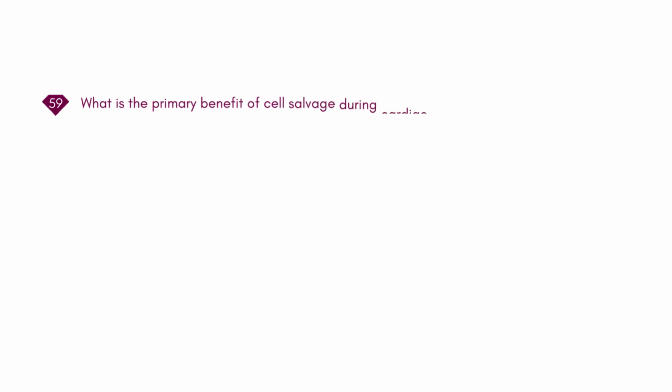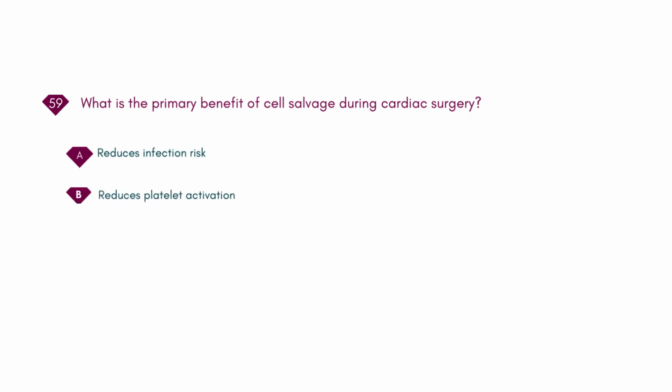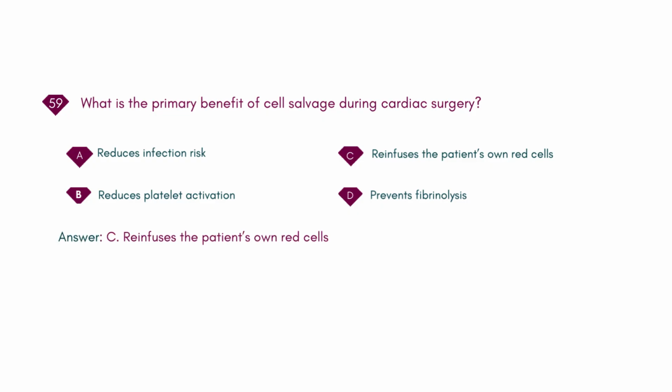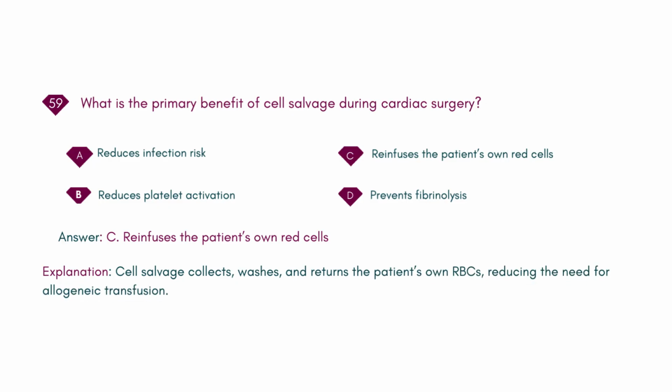What is the primary benefit of cell salvage during cardiac surgery? A. Reduces infection risk. B. Reduces platelet activation. C. Reinfuses the patient's own red cells. D. Prevents fibrinolysis. Answer: C. Reinfuses the patient's own red cells. Explanation: cell salvage collects, washes, and returns the patient's own RBCs, reducing the need for allogeneic transfusion.